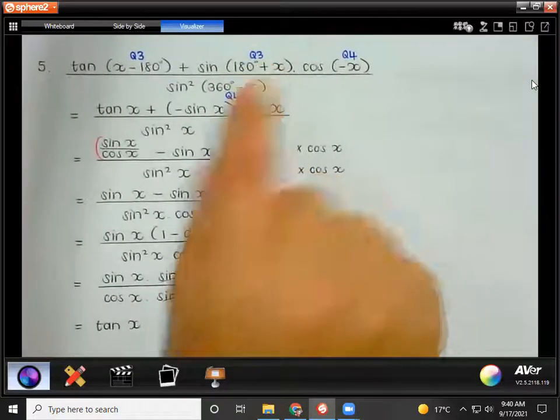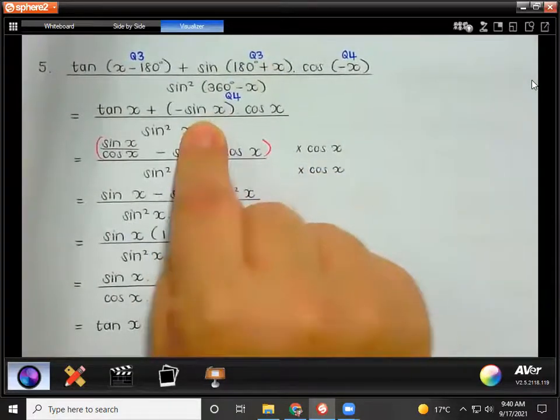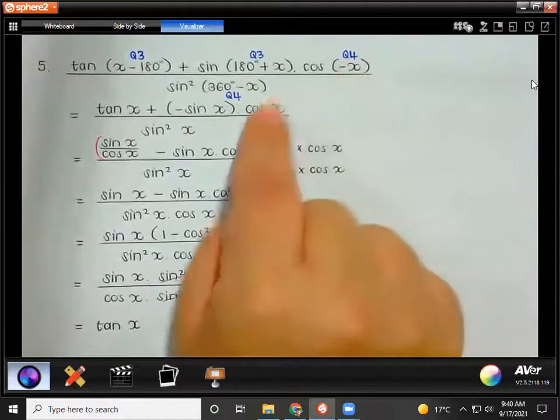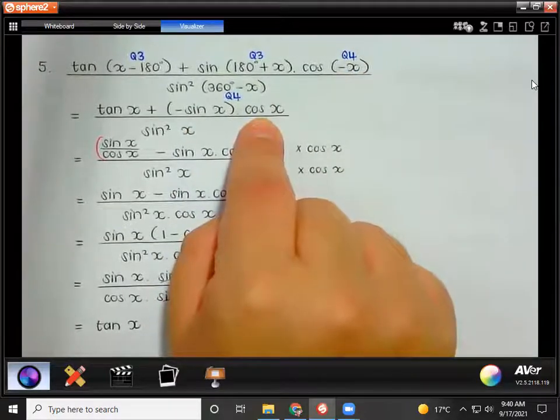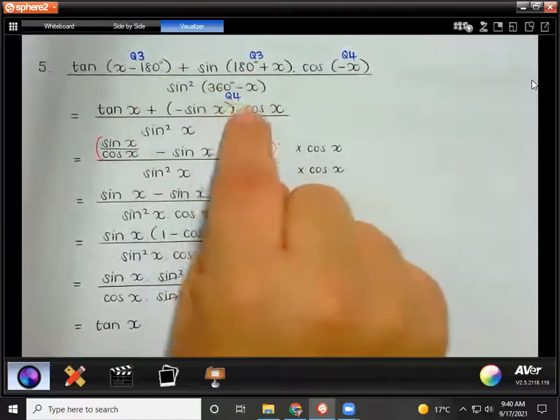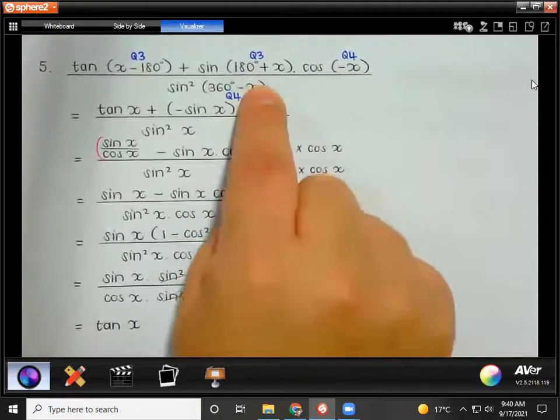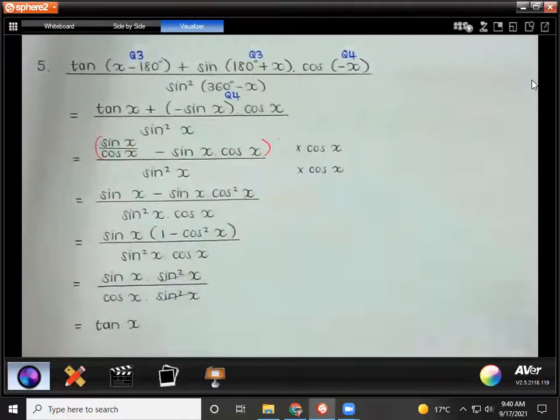180 plus x, quadrant 3, sine is negative. Negative x, quadrant 4, cos is positive. Here at the bottom, this is quadrant 4, but it doesn't actually matter because it's sine squared, so it's just going to become sine squared x.